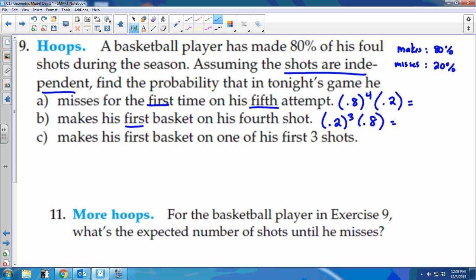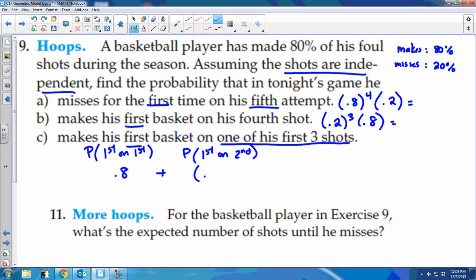On C, he makes his first basket on one of his first 3 shots. So in this case, we would have to do, what's the probability that he gets his first basket on the first? What's that probability? 0.8. Plus the probability that he gets his first basket on the second. That's 0.2 times 0.8. Plus the probability that he gets his first basket on the third.